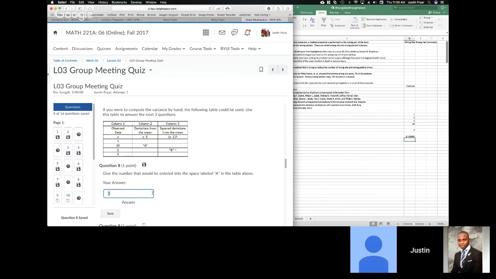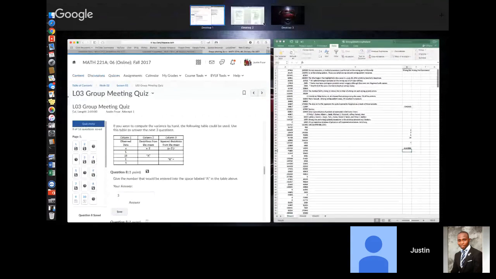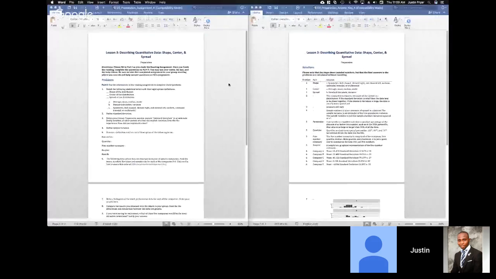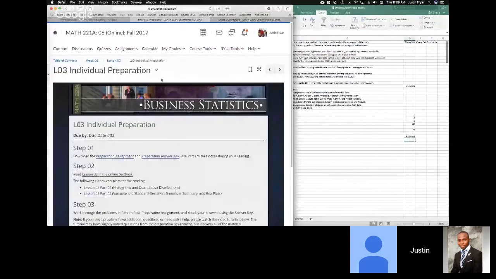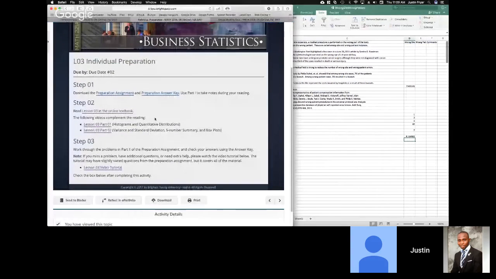I don't really know how to answer number 8, but my best educated guess is that it's 3. Let's see. Deviation from the mean. Oh, wait a second. Wait a second. Let's see. Deviation from the mean.